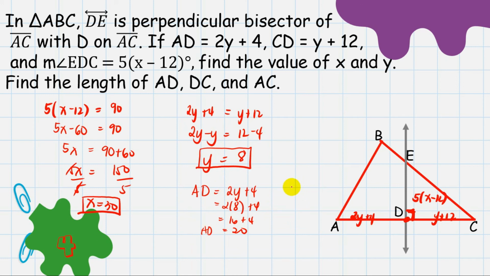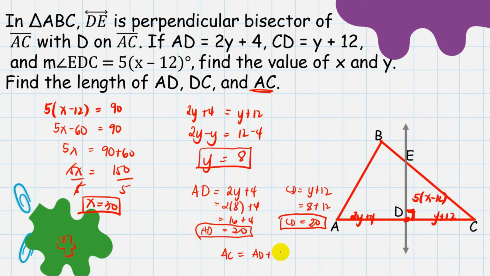So, dapat yung line segment CD ay 20 din. Y plus 12. Ang y ay 8. And then add sa 12, 8 plus 12 is 20. So, tama naman ang nakuhang measurements, parehong 20. So, that means they are really congruent. And tinatanong din po yung measurement ng side AC. To find the measurement of side AC, kailangan lang nating i-add ang line segment AD at saka line segment CD. And that's 20 plus 20 equals to 40. So, for side AC, the measurement is 40.